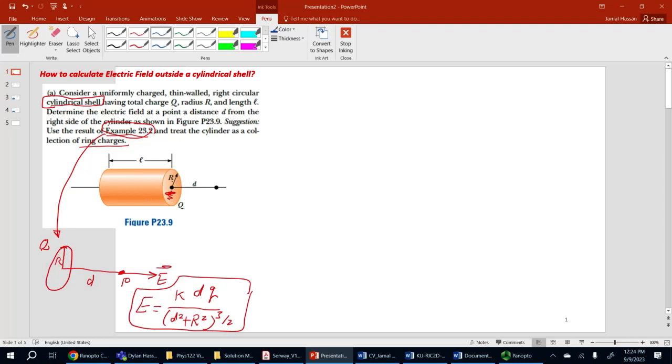Okay, now let's go back to our problem. Our problem, as we said, is a hollow cylinder. Because it's a distribution of charge, the best way to proceed is to divide this cylinder into many small pieces. I'm going to show one of these pieces, and each piece represents a ring of radius R and thickness, let's call it dx.